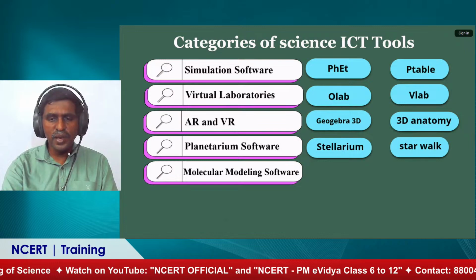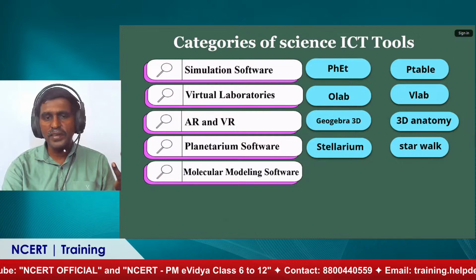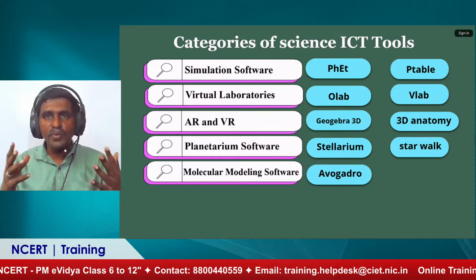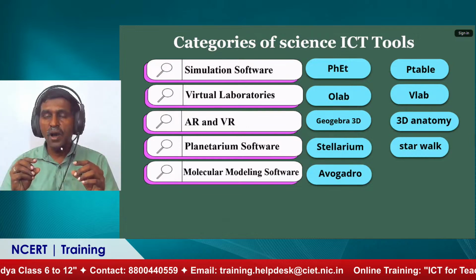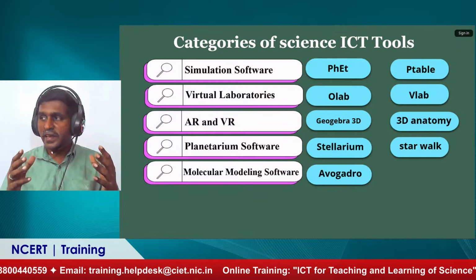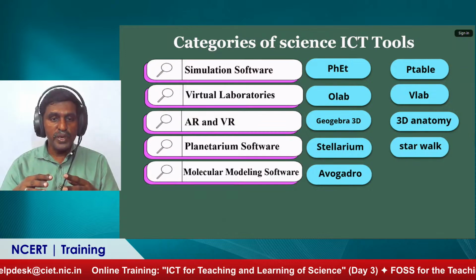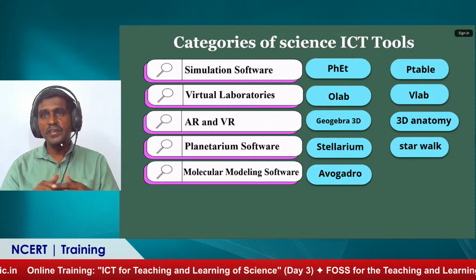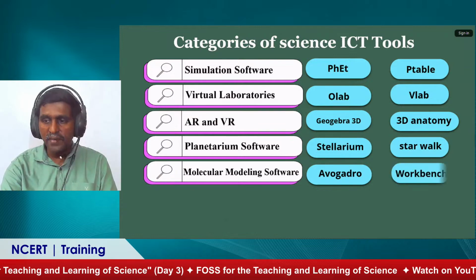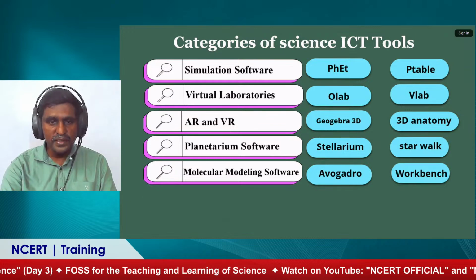Then molecular modeling software. If you take chemistry, molecules are the main things, but we are not able to visualize molecules. Water molecule, we know that it is H2O, but how does it look? What is the angle between hydrogen and oxygen? If we know that, then we can do research on that topic even with small children. So molecular modeling is very important for chemistry. Avogadro and Workbench are some of the free tools that can be used as ICT tools.